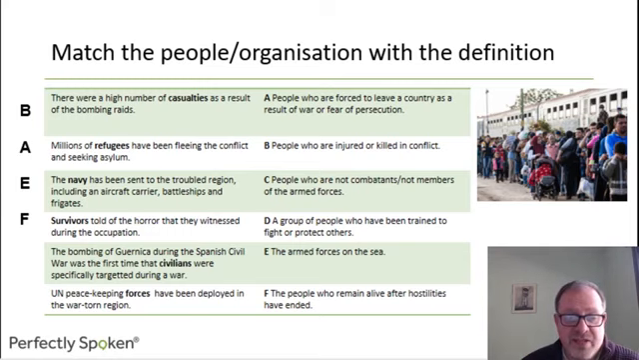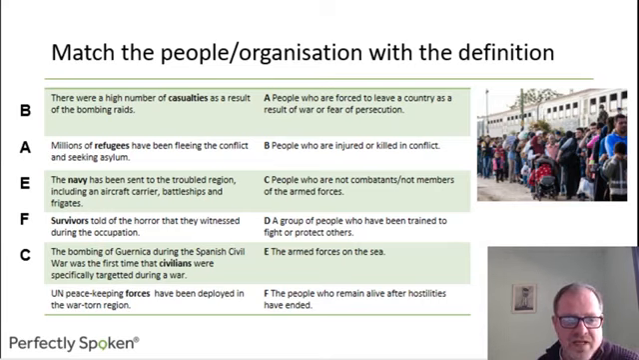But anyway, so they actually dropped bombs on civilians for the first time. Yes, civilians are C, people who are not combatants, not members of the armed forces. Civilians: three syllables, stress on the second syllable. Civilians. Next one, UN peacekeeping forces have been deployed in the war-torn region.